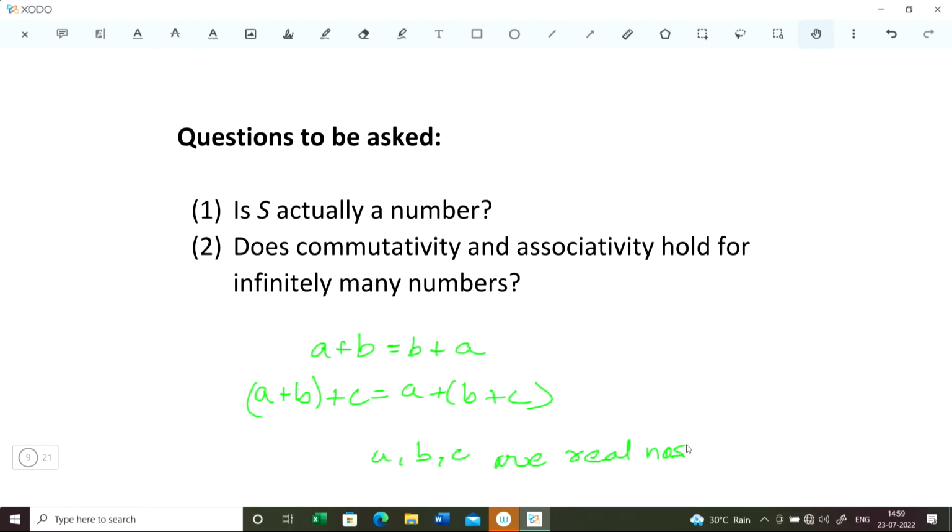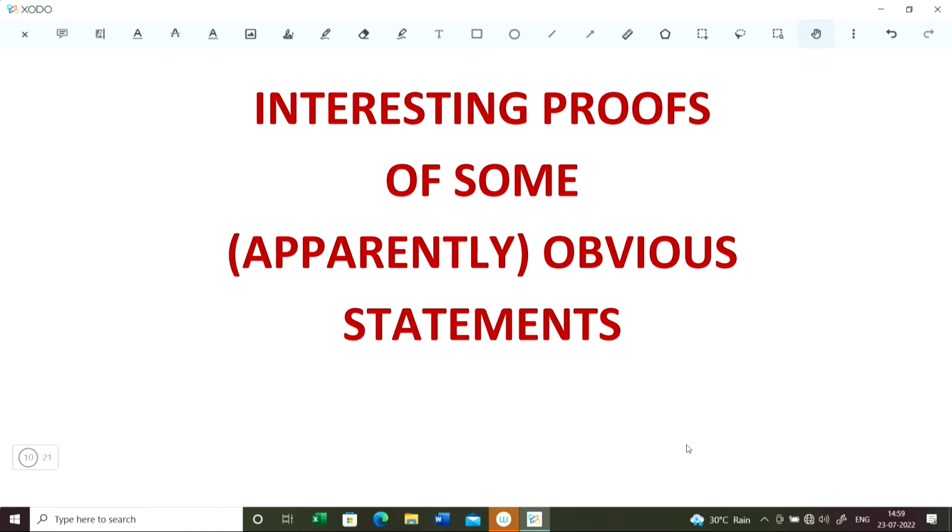So the point I was trying to make is that when going from the finite case to the infinite case, we need to at least check for most of the basic results if they hold or not. So in that spirit, let's move on to the second part of our lecture. Here I'll be taking two statements which look very obvious and we don't need to prove them, but we'll see that their proofs have very interesting ideas.